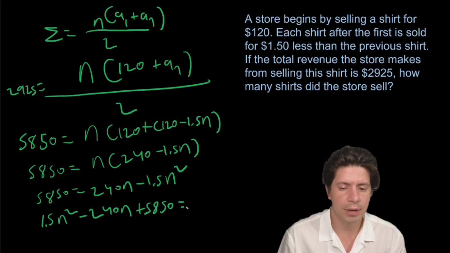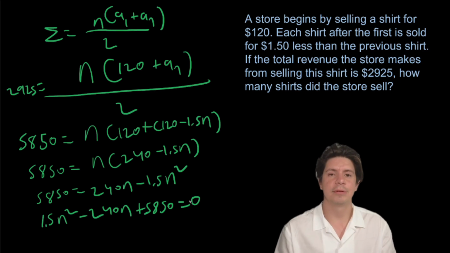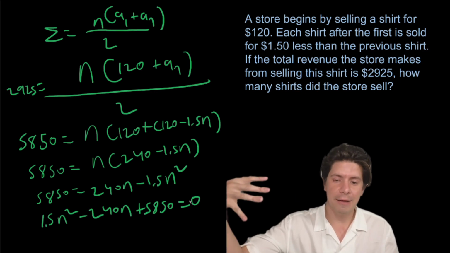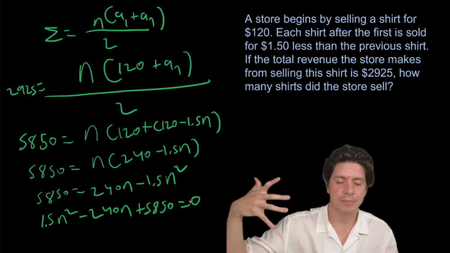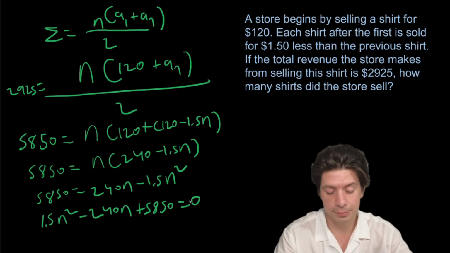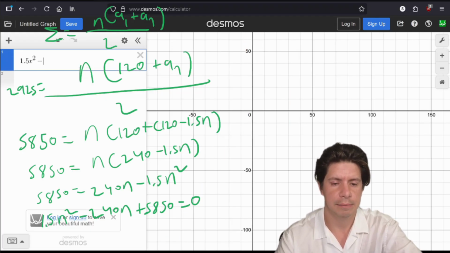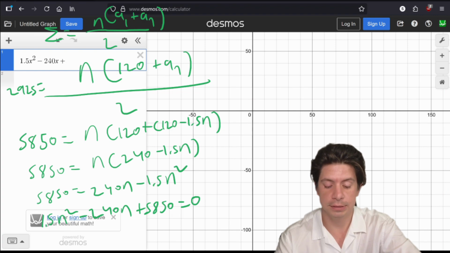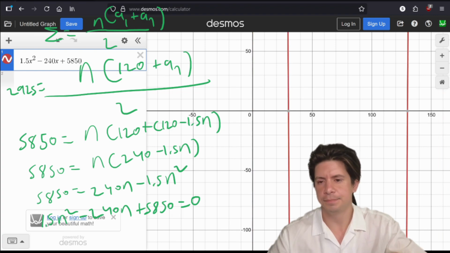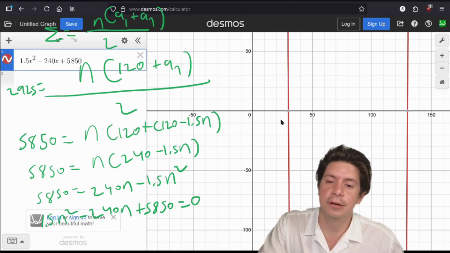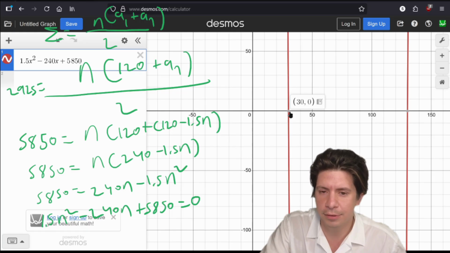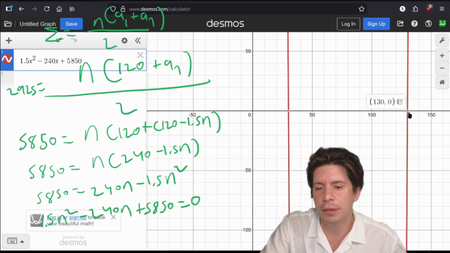And you can do quadratic, you can try to factor, but what I'm going to do is plug it into Desmos, graph, and see what the positive solution is. I'm guessing there's only going to be one positive solution. Okay, so when I do it, I'm going to do 1.5x squared minus 240x plus 5,850. And what that gets me here is 30, okay, so that makes sense, and 130.